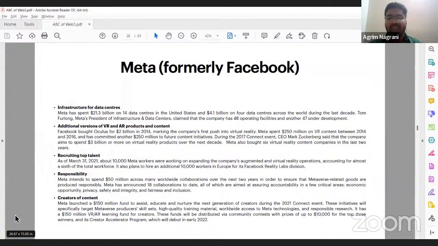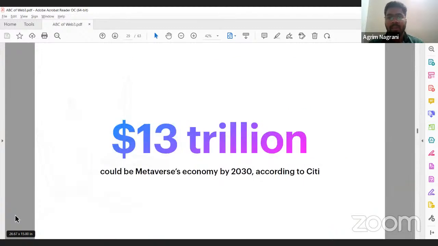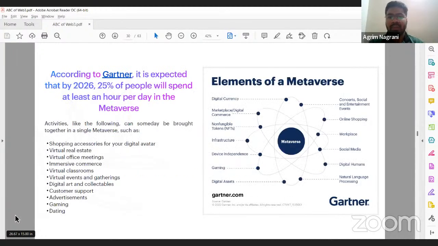For this, they are also recruiting top talent. They are aiming to assure accountability in a few critical areas, such as economic opportunities, privacy, safety, integrity, and fairness, and also creators of content. They are creating Meta particularly for the creator community, through which creators can directly engage, share their content, and monetize it. Various reports have shown that the metaverse could be around a $13 trillion economy by 2030, as estimated by Citibank.